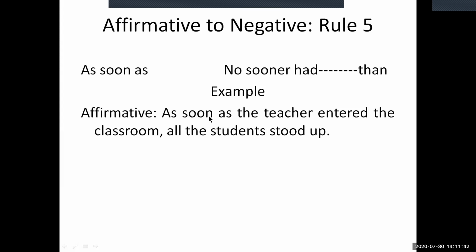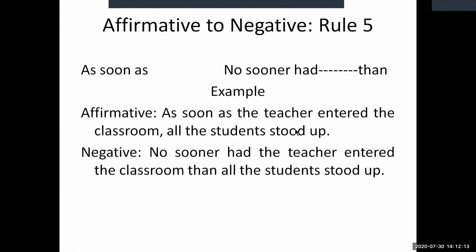So to make this sentence negative, let us replace "as soon as" by "no sooner had." So, no sooner had the teacher, then the V3 form entered. So, no sooner had the teacher entered the classroom, then use the comma, so it should be replaced by the word "then." No sooner had the teacher entered the classroom, then all the students stood up. So this is the negative form of the sentence.